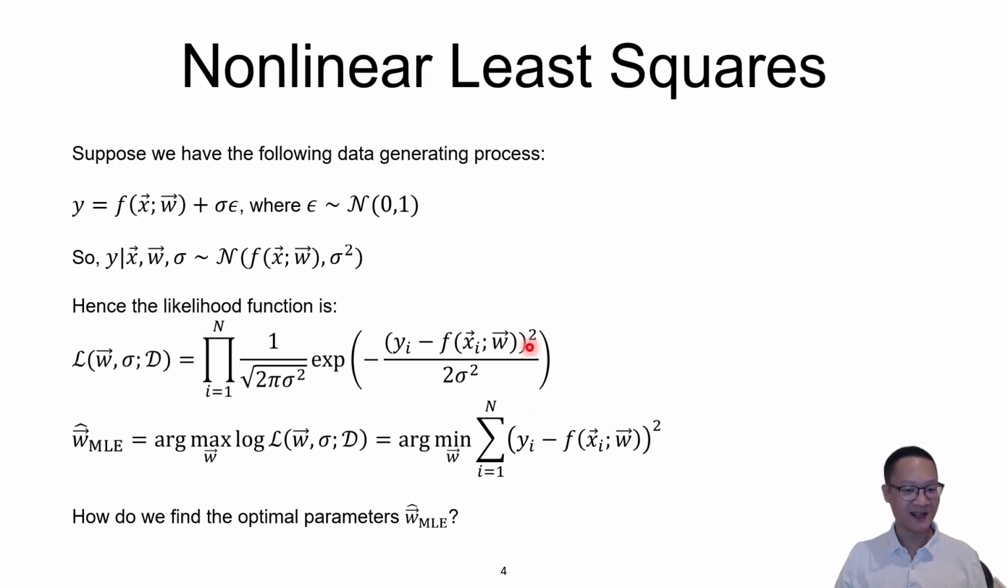Again, we don't really like this product, so instead of looking at the likelihood, we're going to look at the log likelihood. When we maximize the log likelihood, we can work out all the math that we did last time, and in the end we'll get something like this. The argmax over W of the log likelihood is going to be the same as the argmin over W of the squared loss, and that's because our noise was Gaussian. The only difference is that before we had yi minus W transpose xi, and now we have yi minus f of xi, w, where f could be a nonlinear function, for example this one, or some other function. And now we would like to find w hat MLE, using maximum likelihood.